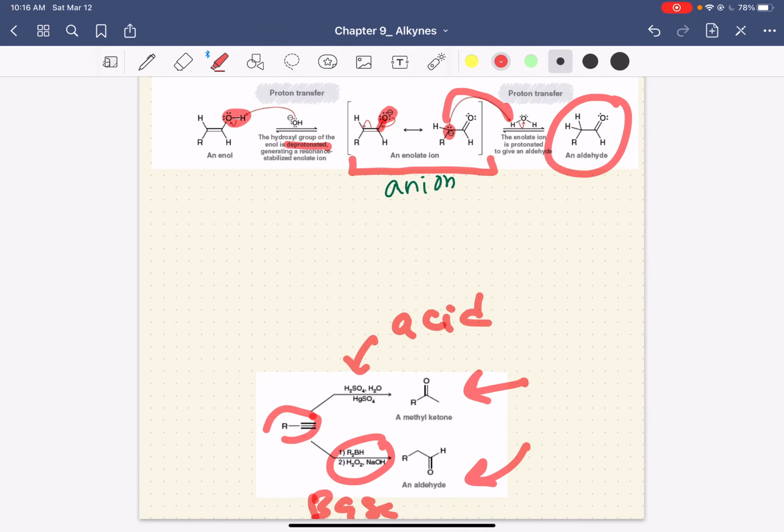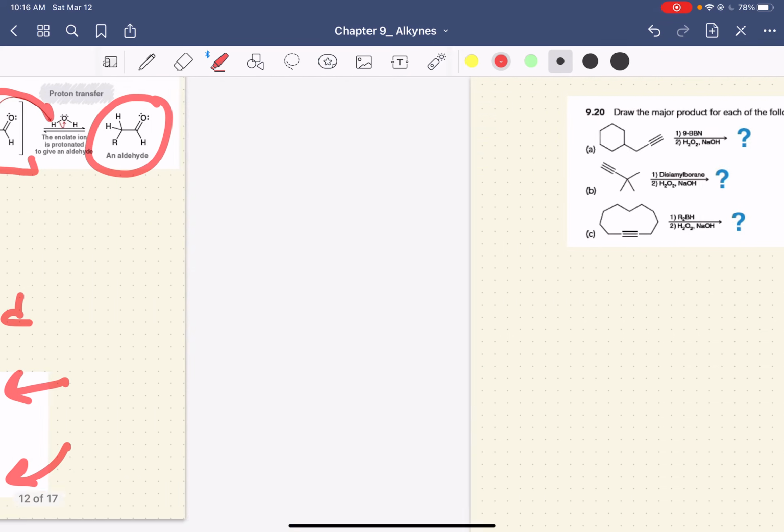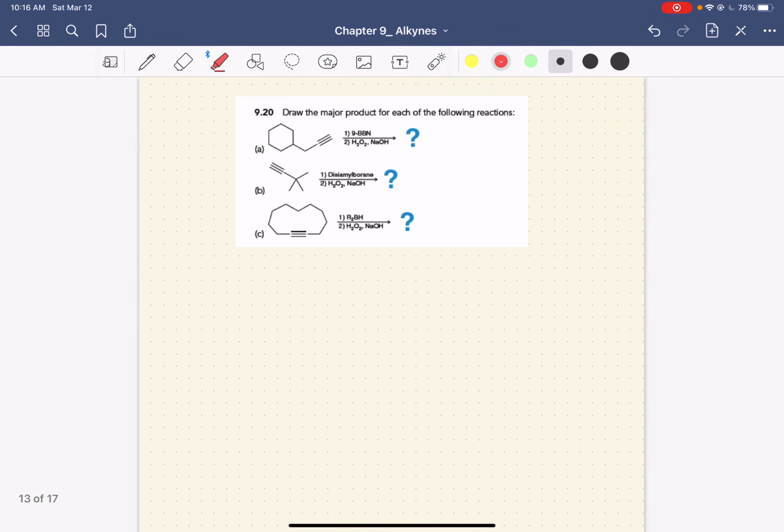All right, so that's really important to note the difference, especially when it comes down to synthesis problems, which we'll get to later on when we introduce this idea of synthesis in chapter 11. You might need a final product that looks a specific way, and you might need to take advantage of which one of these hydration reactions you would need to employ for that synthesis. All right, so with that being said, let's just jump into a few practice problems.